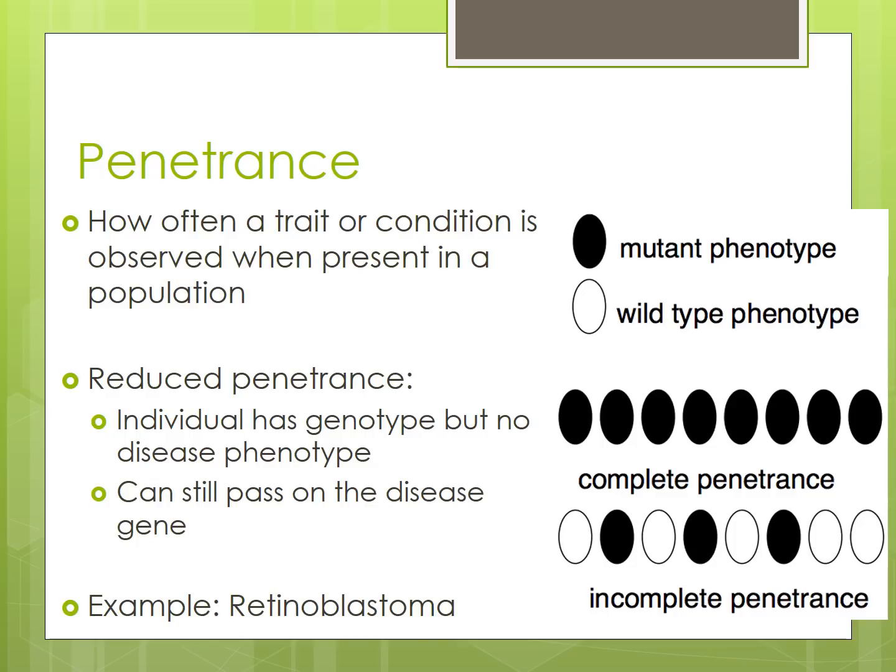Now these individuals still carry the genotype, and so they can pass it on to subsequent generations. They are still carriers of the disease, but they're not fully showing the phenotype as we'd expect. An example of this is retinoblastoma, which we'll talk about in the next slide.